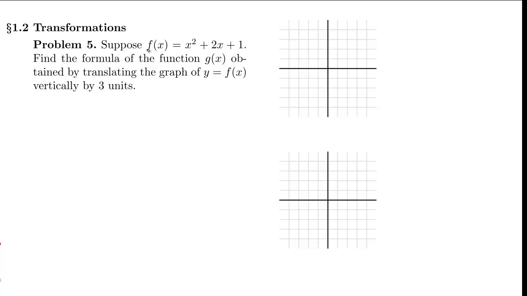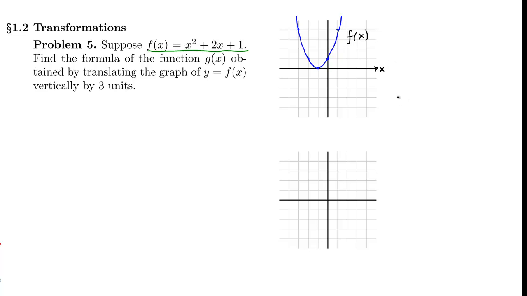Consider the function f of x equals x squared plus 2x plus 1. Here's a picture of this function. You can get this picture by plotting some points or by completing the square and finding the vertex of the parabola.